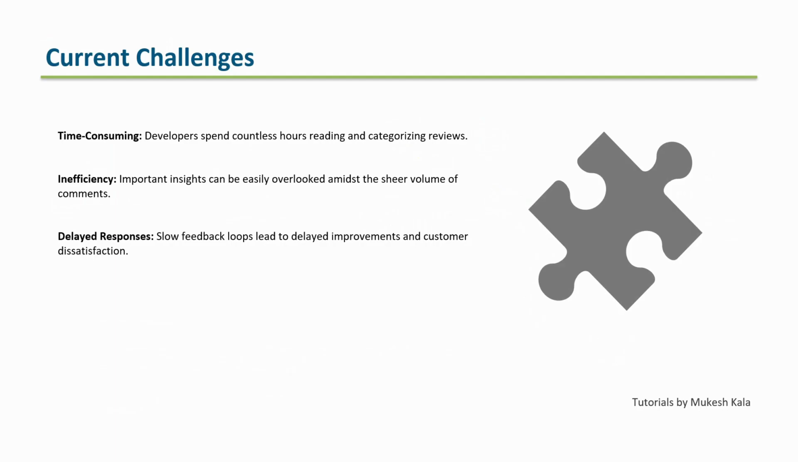Delayed response. Because you are not able to read each and every feedback, you are not able to respond to them. So if somebody has given feedback, the feedback loop is very slow, which sometimes may lead to customer dissatisfaction. The next one is inconsistent analysis. Different reviewers might interpret the same comments differently, leading to inconsistent data. So how about I have an AI model which takes care of this, so that I know that all the comments, all the reviews are reviewed in the same manner? So these are some of the current challenges.